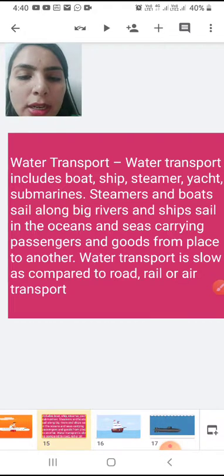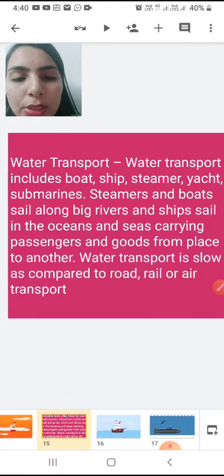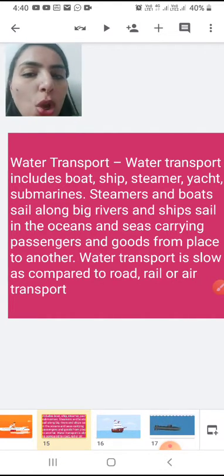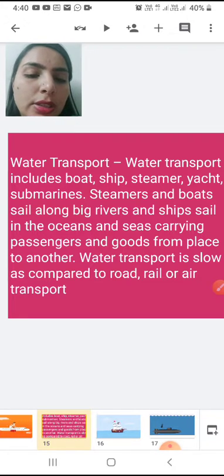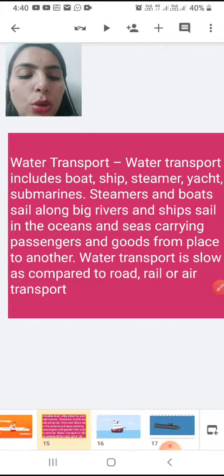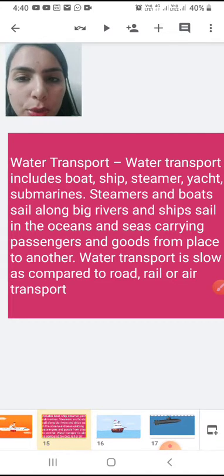Steamers and boats sail along the big rivers. Steamers and boats are used in the big rivers. And ships sail in the oceans and seas, carrying passengers and goods from one place to another. Water transport is slow as compared to road, rail, or air transport. So water transport is the slowest means of transport.